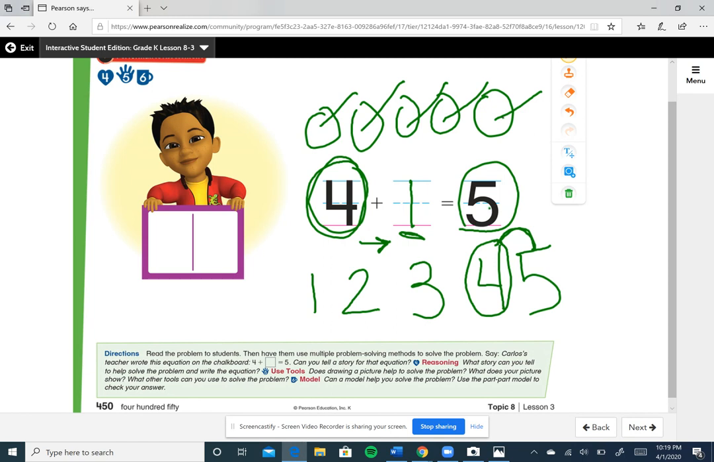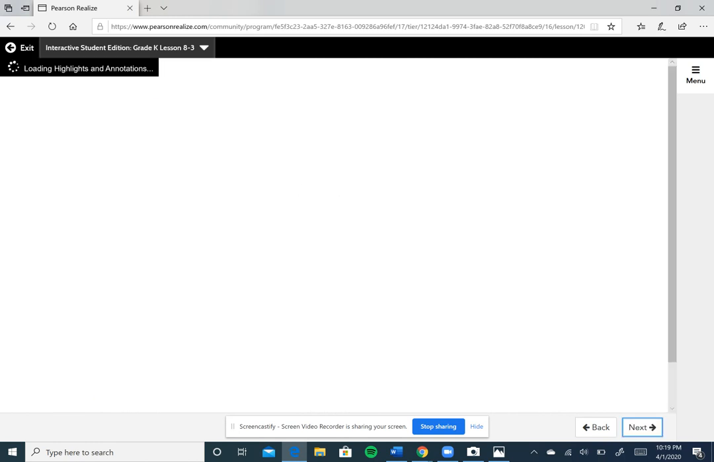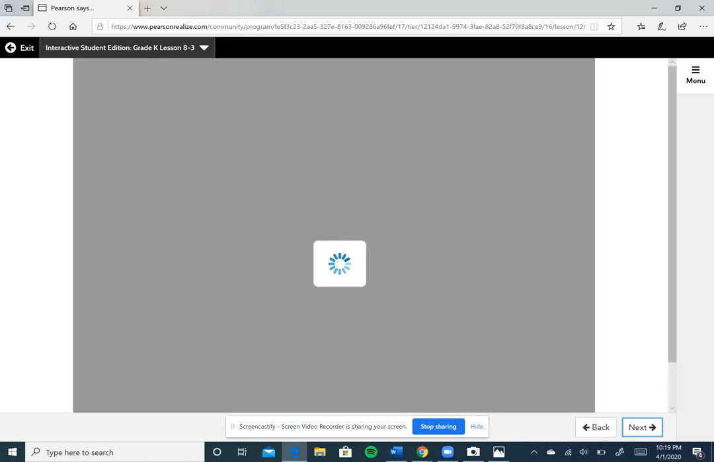Does this equal this? It does. So the equation reads 4 plus 1 equals 5. Excellent job.